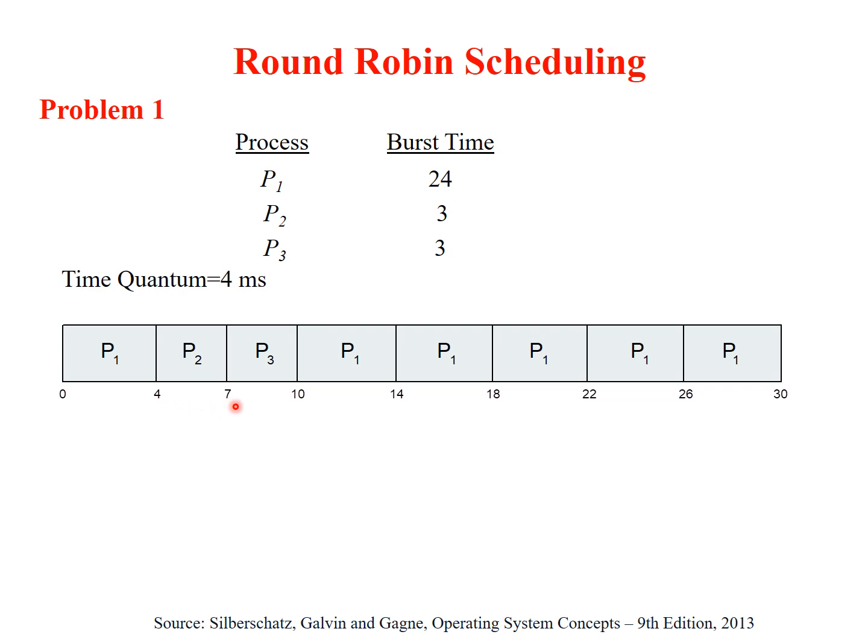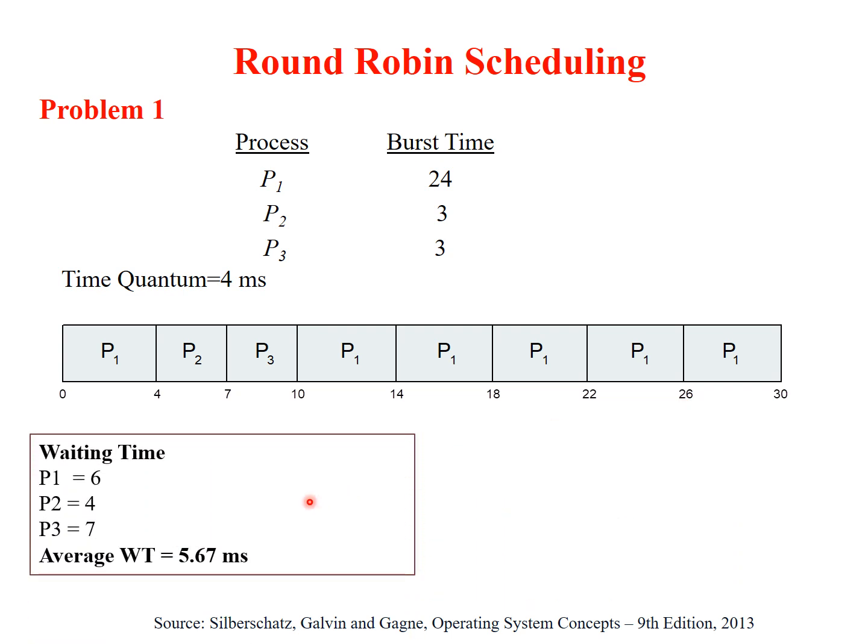Then the chance is given to P3. It will start at 7 and it will execute till 10. Now out of the three processes, P2 and P3 have completed and P1 is still remaining with the burst time 20. So P1 is the only process available. It will get executed for 4 milliseconds and again 4 and then it will repeat till its burst time gets over.